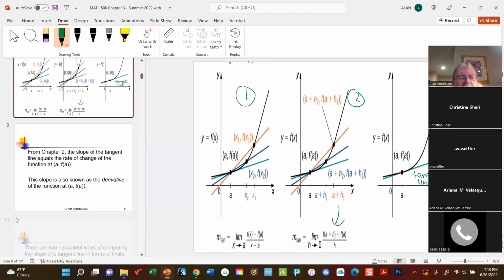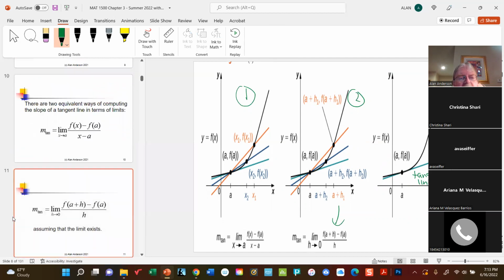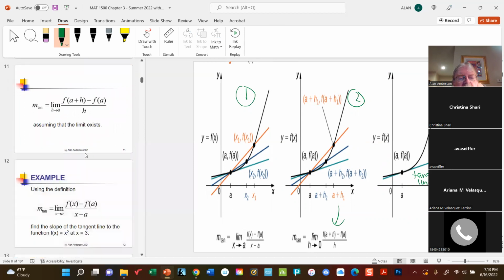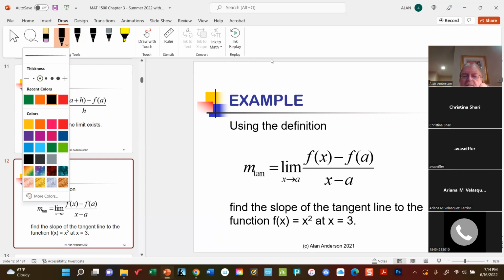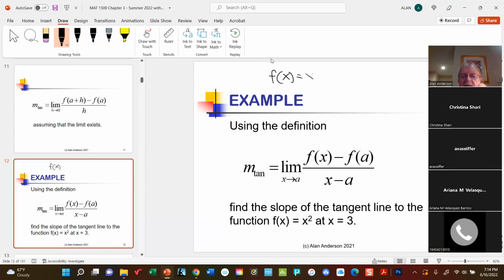Okay, now, so we're going to do an example of this right now. So let's just say that we want to solve for the slope of the tangent line to this function. Now, the function is assumed to be x squared, and the point that we're interested in is x equals 3. So let's say right here, this would be the point 3 comma 9.